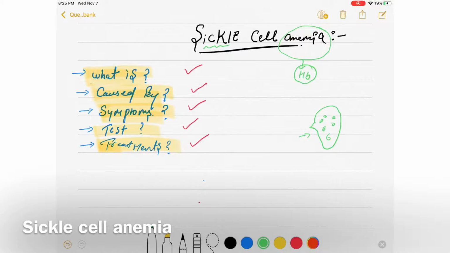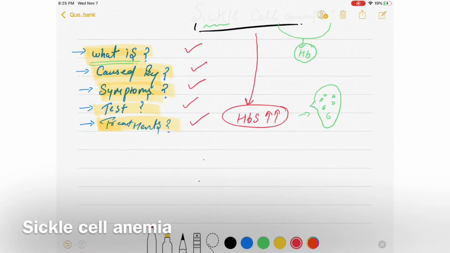So first is sickle cell anemia. In this anemia, the amount of HbS, meaning hemoglobin sickle, is increased. These all come under what sickle cell anemia is. Now hope you understand what sickle cell anemia is: mainly a change in the shape of RBCs.